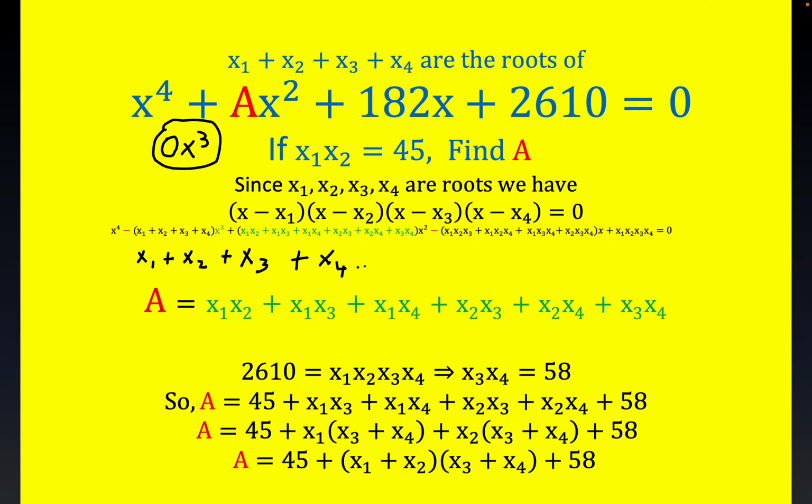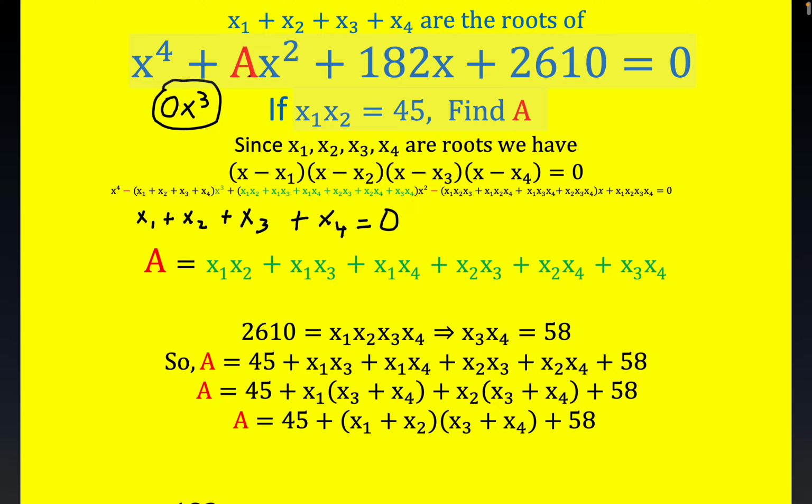Okay, and again, folks, this problem is hard enough, I think. But if it weren't for the fact that we had a 0x cubed term, we wouldn't be able to equate the coefficient here, which is the sum of the zeros, to 0. So that turns out to be quite important. Now we are given that the product of two of the zeros is 45, and we're supposed to find this value a.